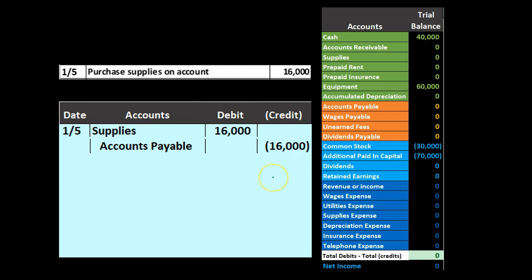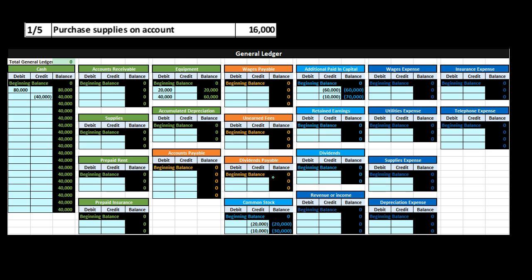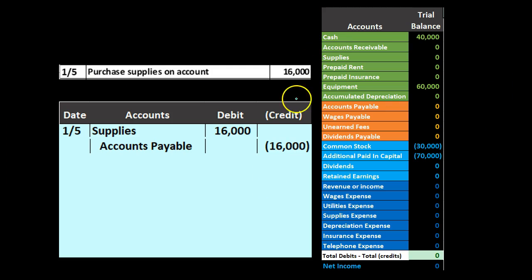So we're going to post this. Journalizing the journal entry in the general journal is what we did here. Now we're going to post it to the general ledger. So here's the general ledger. And again, it's going to have all of the accounts in order: assets, liabilities, equity, income, and expenses. It's in the same order as the trial balance.